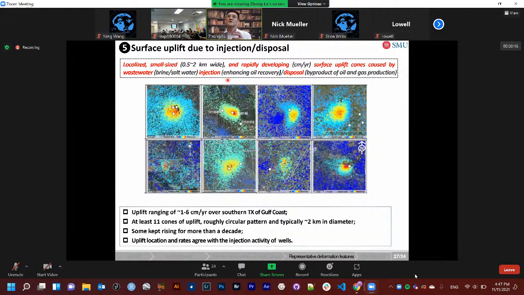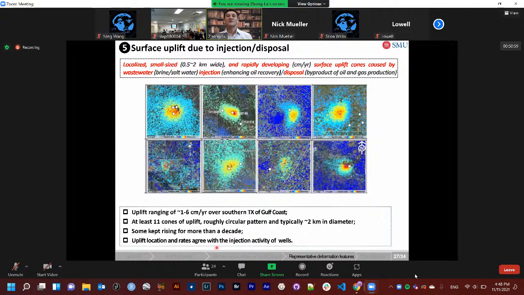So the deformation associated with this feature is normally very localized, very rapidly developing, and tends to correlate very nicely with the production, with the deposition. So we identified this deformation ranging from a few centimeters up to 6 centimeters per year, and many cones are less than about 2 kilometers. Of course, it depends on the types of the injection, right? So some of them actually keep rising for more than a decade. So if the ground is rising 5 centimeters per year for 10 years, you rise about half a meter. That is equally hazardous as well.